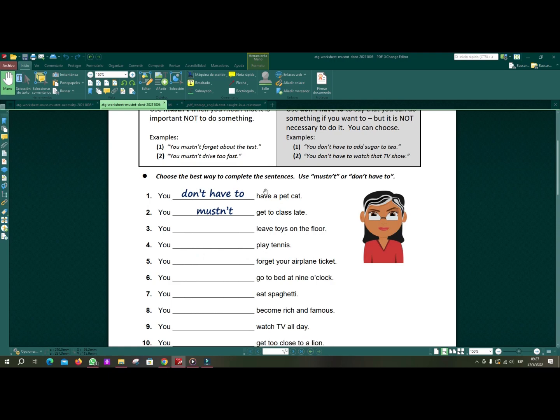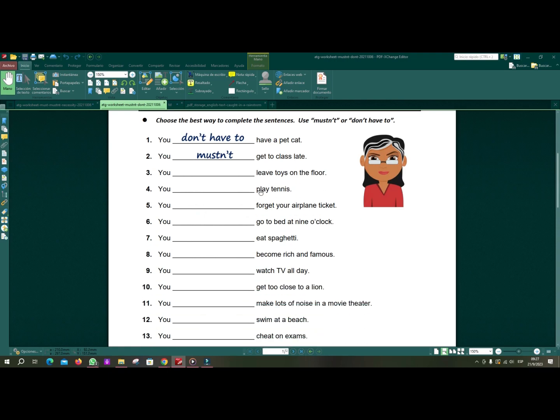So, that is what we are going to do in this exercise. You choose the best way to complete the sentences. Use mustn't or don't have to. It depends on you, right?